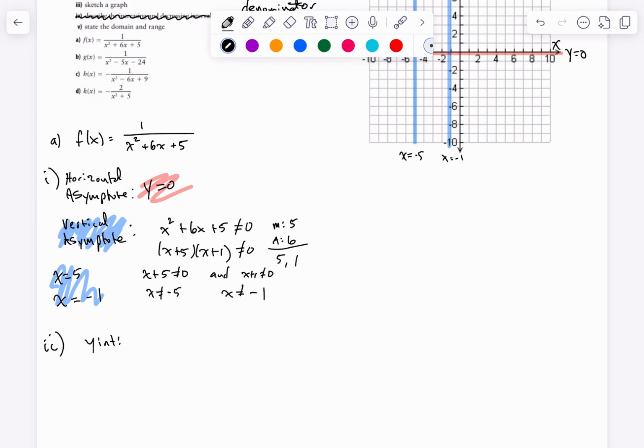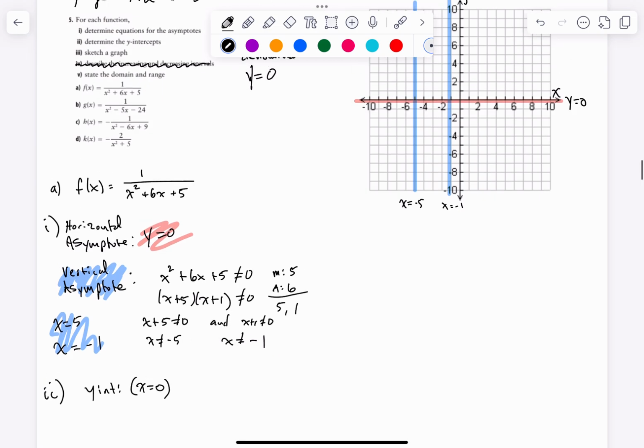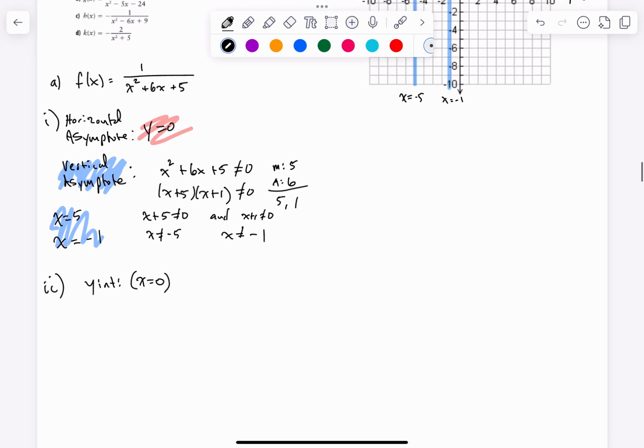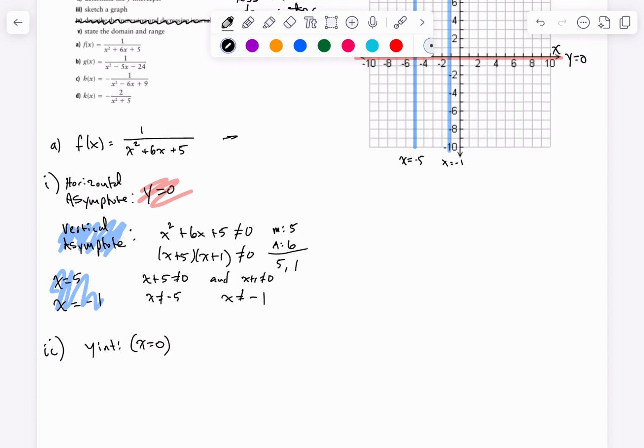So y-intercepts occur when x is equal to 0. And so I'm just going to evaluate the function. And remember, I could rewrite the function now as this, although I don't know if it's any more beneficial. But once you are able to rewrite the function with the factored form in the denominator, you can read off the asymptotes. That's why we did that, right? And so I don't know which one's easier.